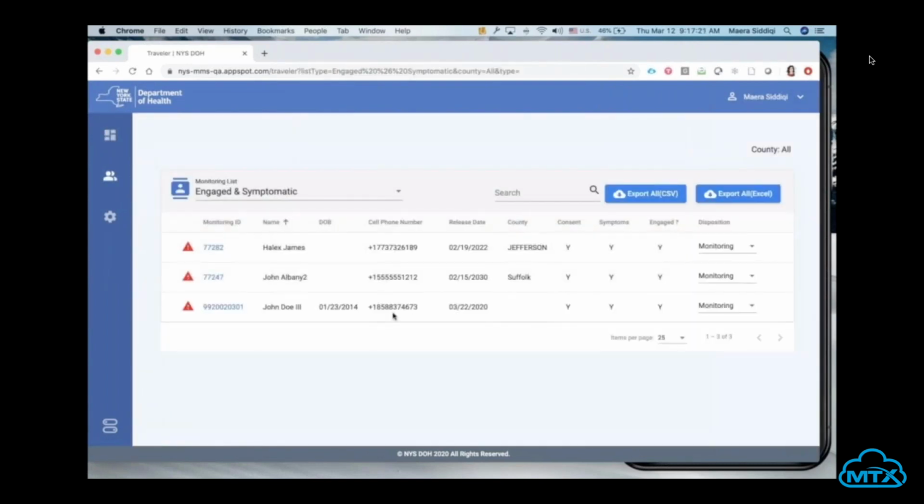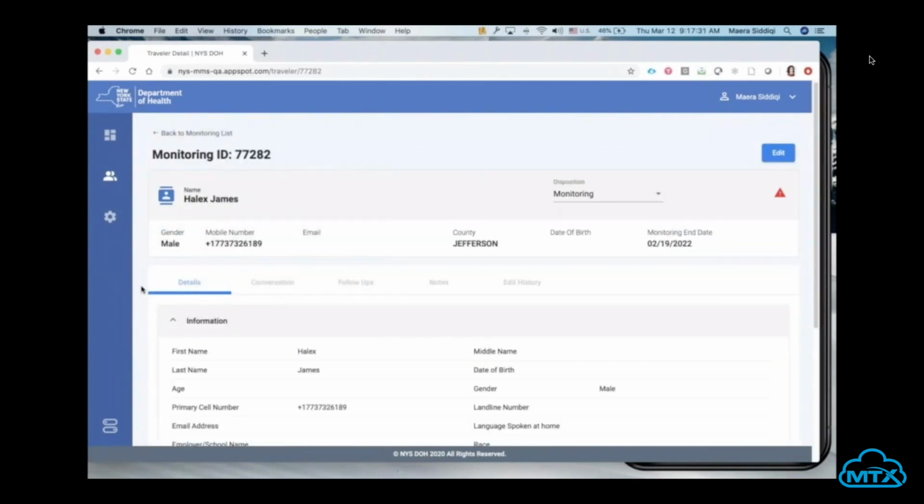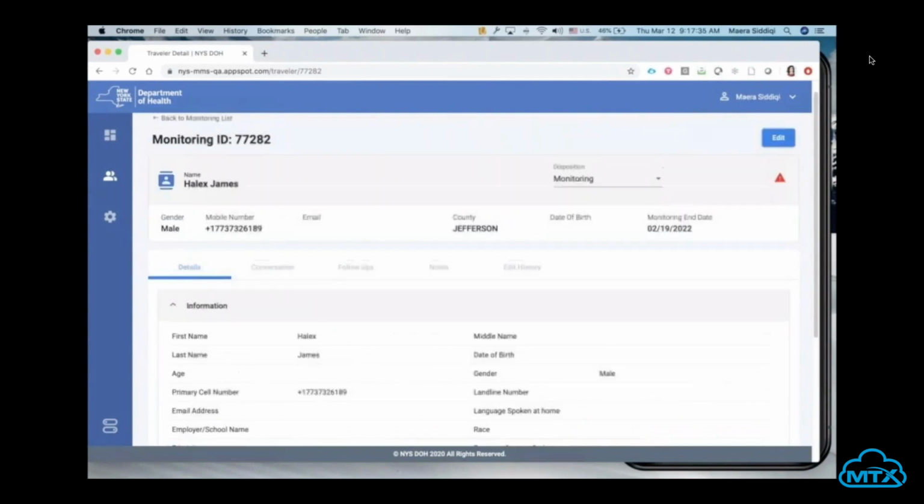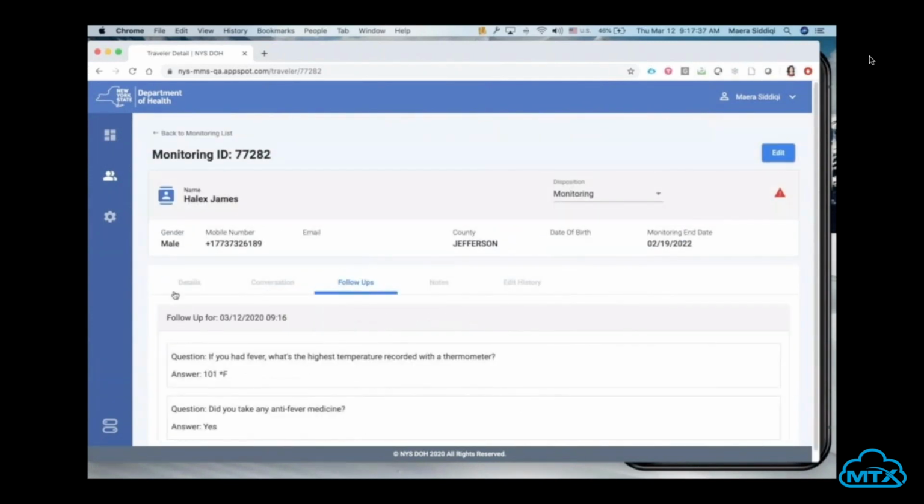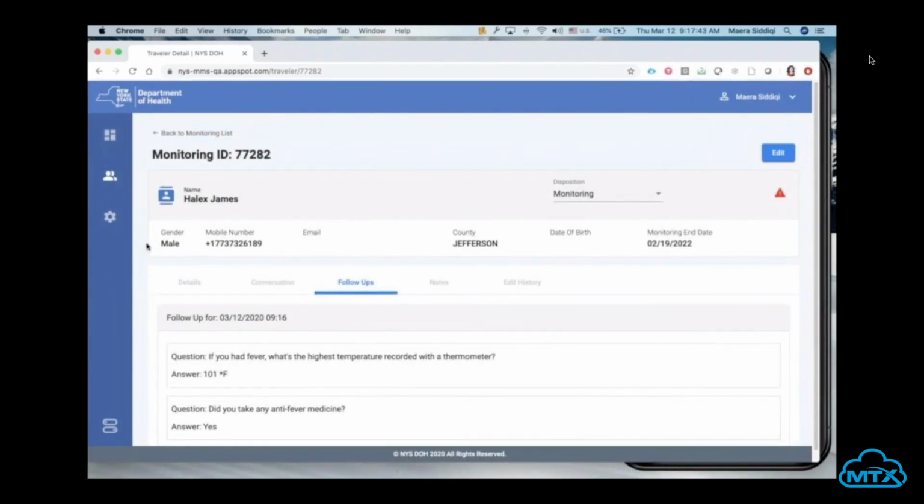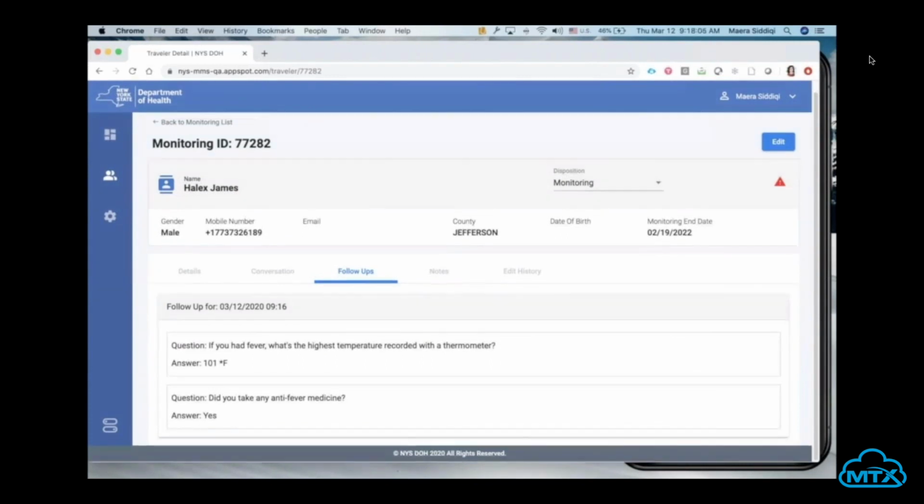Going through from there, we can open the person up, decide how we want to proceed with it. If the health department contacts them, they determine that it is not corona, it's something different, they may decide to continue monitoring them because they were still exposed. They may take a look at the follow-up information, of course, and in this case, trying to keep the questions simple, the state's looking for what the temperature is and has any anti-fever medicine been taken yet. They may put this person under investigation.